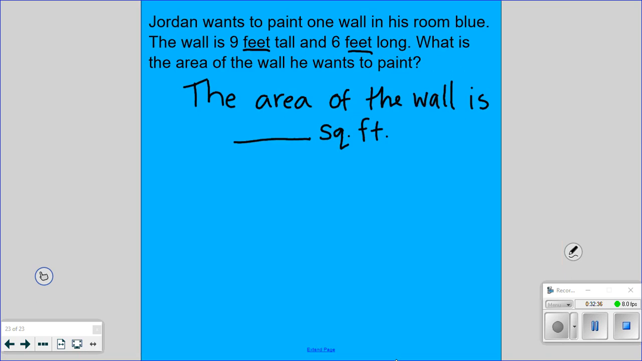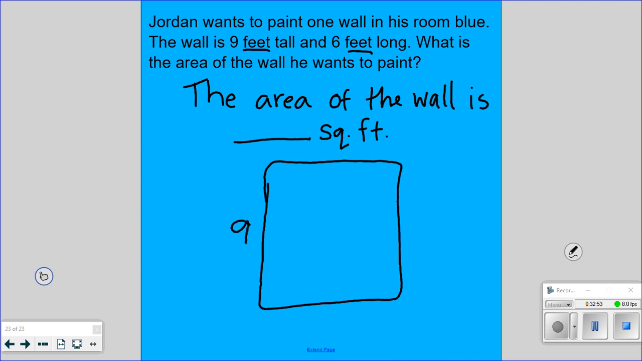Perfect. All right, next we need a picture. I saw a lot of pictures in notebooks. Perfect. If you didn't label your picture, well, I'm sorry that my teaching is interrupting your reading. Should be 9 feet by 6 feet. From here, what can I do? I have a couple of options. What can I do once I've drawn a picture and I've labeled my dimensions?